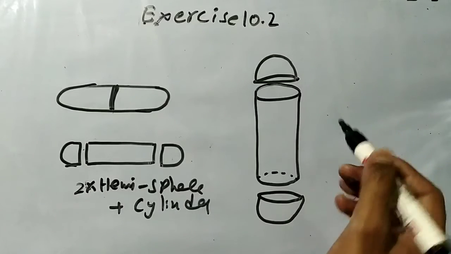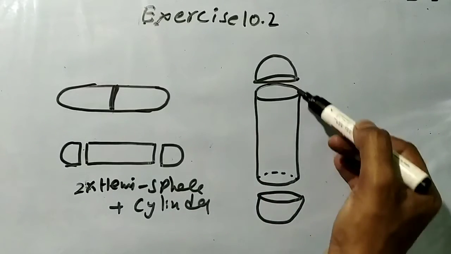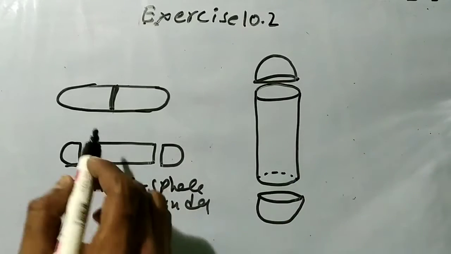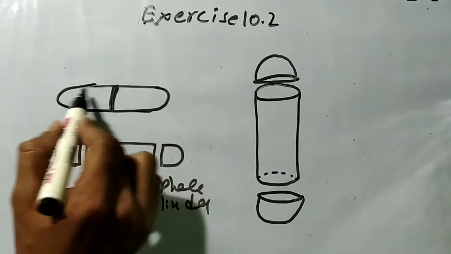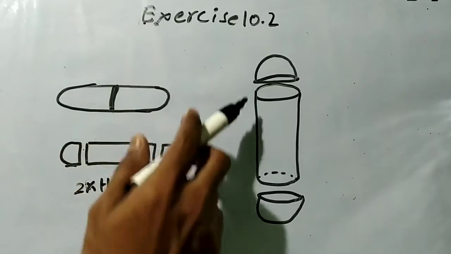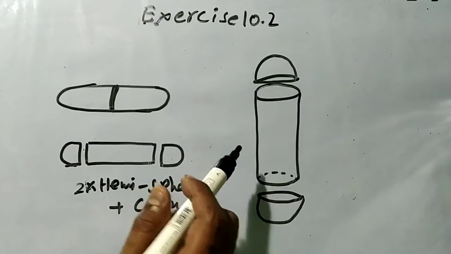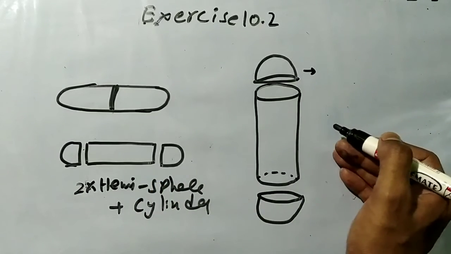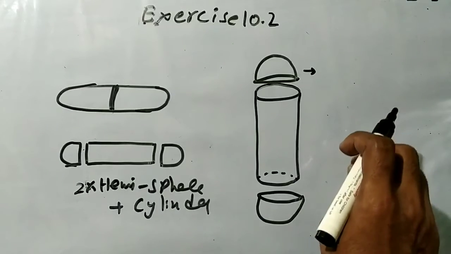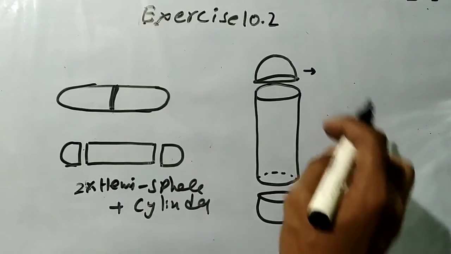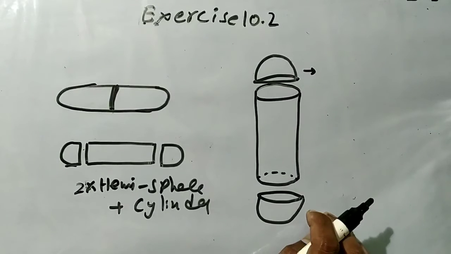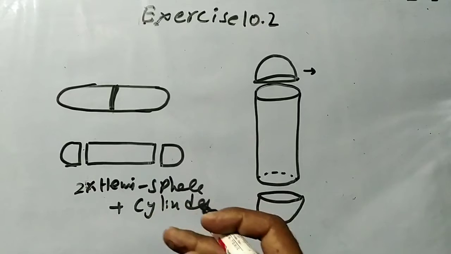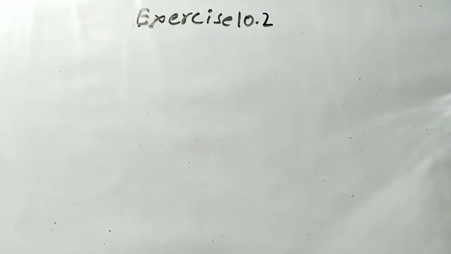Actually, if we cut the two sides, the hemispheres and the cylinder, and put them together, the shape makes a capsule. So a capsule is a combination of two hemispheres and one cylinder. So here we have to find the curved surface area of the hemisphere, the cylinder and the hemisphere, and add them to get the total surface area of the capsule. Similarly, this kind of problems we will face in exercise 10.2.